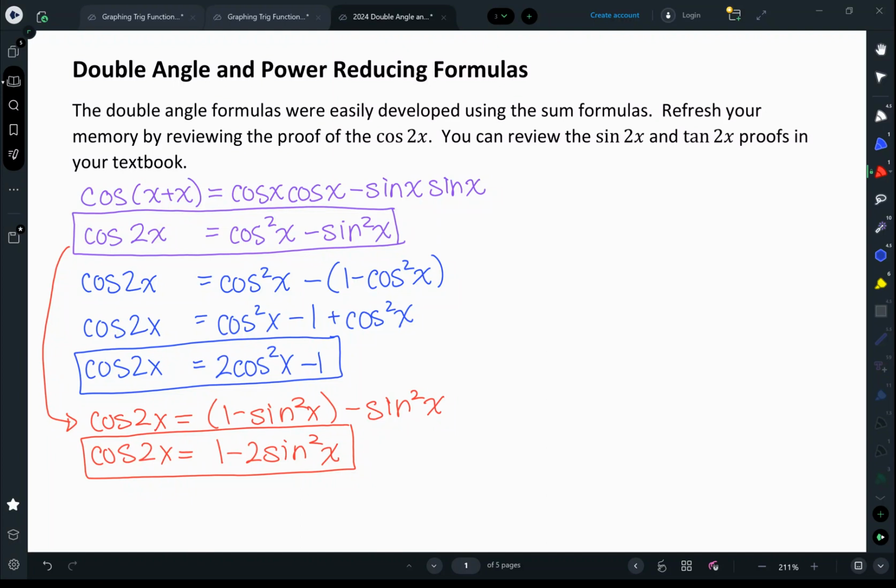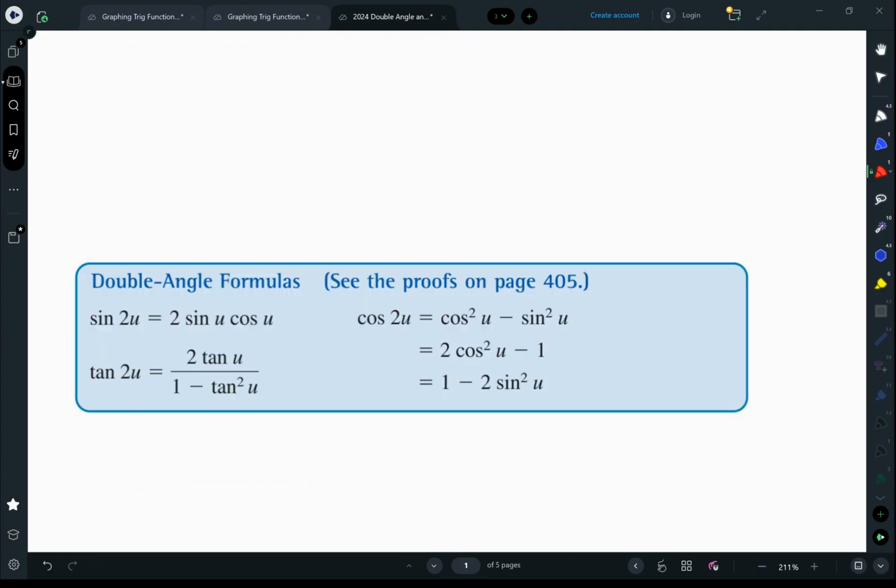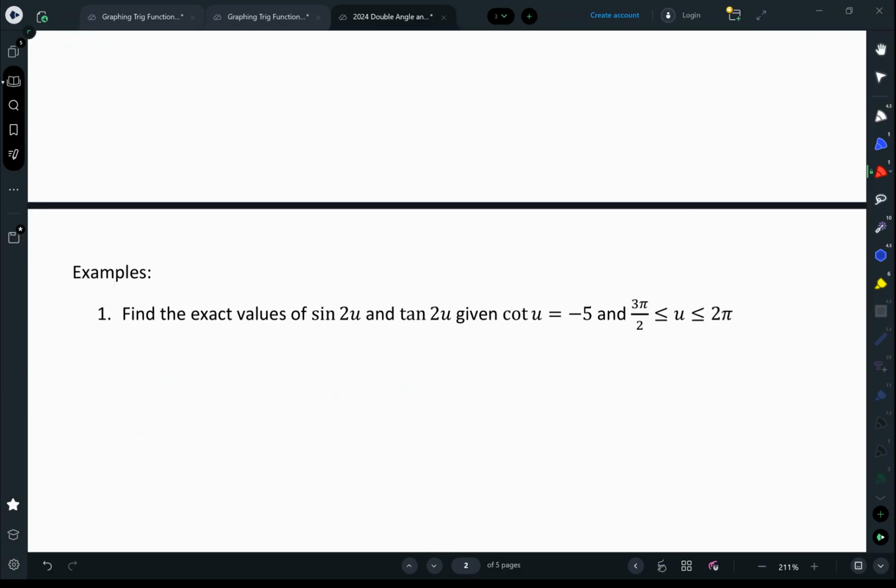You can review the sine double angle formula and the tangent double angle formula proofs in your textbook, or you can try them out for yourself. And here you can see the 3 formulas on the screen. And again, you can prove those on your own for the other 2. Now let's take a look at an example.